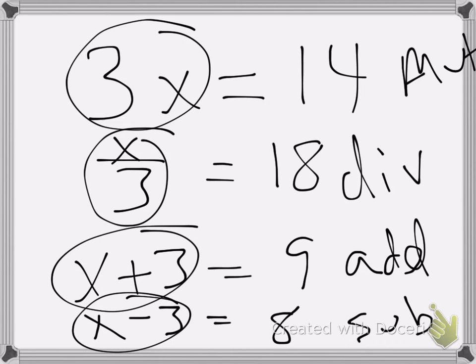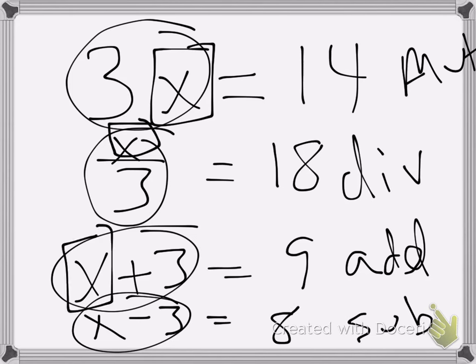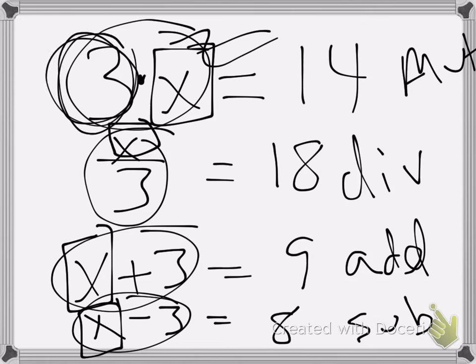In each of these, you're trying to get x all by itself. What do you have to get rid of in the first one? Well, in the first one you have multiplication, so you're trying to get rid of the 3. In each of these you're trying to get rid of the 3 because you're trying to get x all by itself. Remember, you have to do the opposite operation.